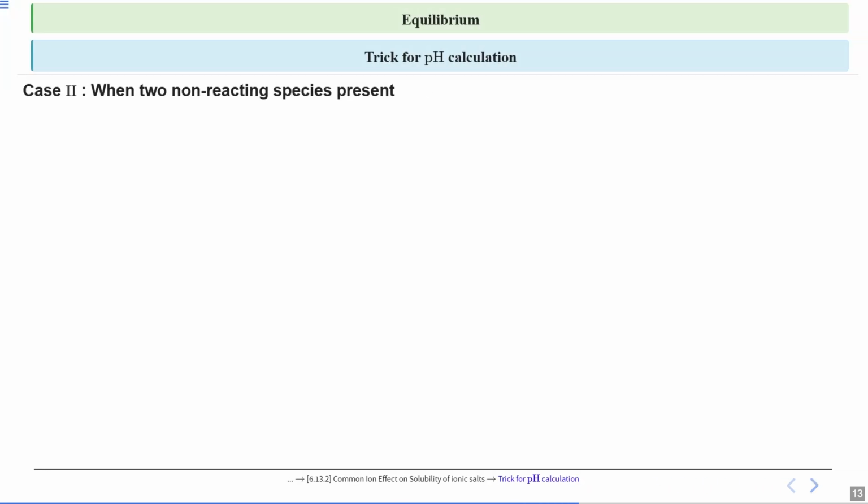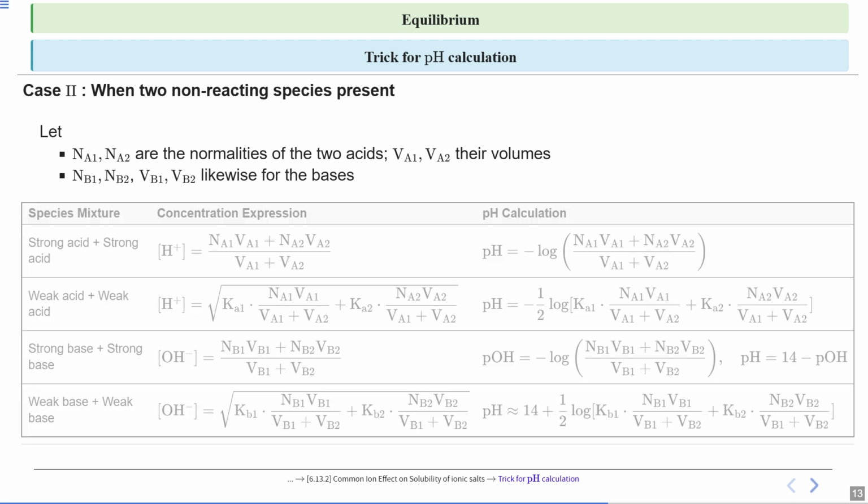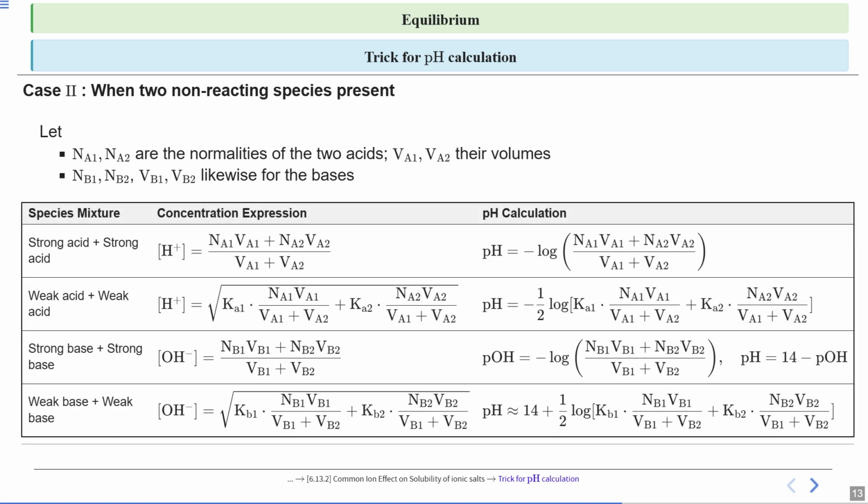Then the second case is when the 2 non-reacting species are present. Again we will consider Na1, Na2 are the normalities of 2 acids, Va1, Va2 be their volume, or if we have only base present in the solution, then Nb1, Nb2, Vb1, Vb2 are the normalities and volumes of the 2 bases. In this case, we can have 4 further subparts. The first is presence of 2 strong acids, second is presence of 2 weak acids, third is presence of 2 strong base, and fourth is presence of 2 weak base.